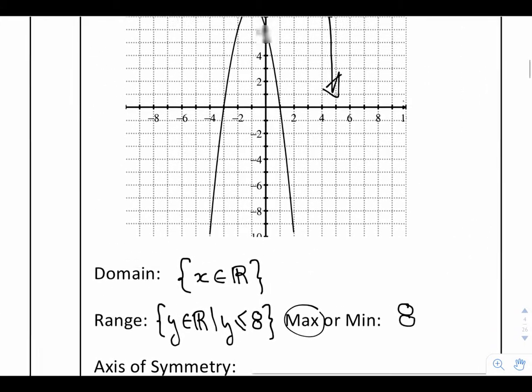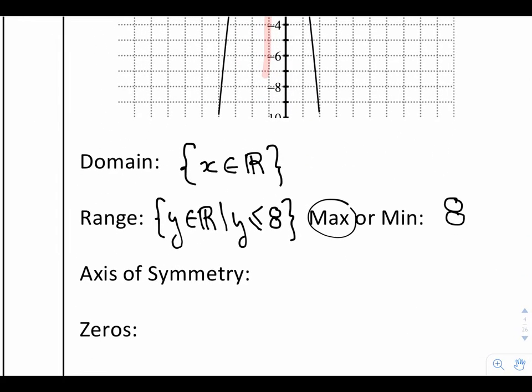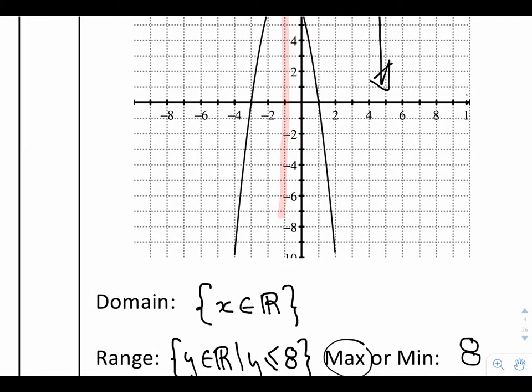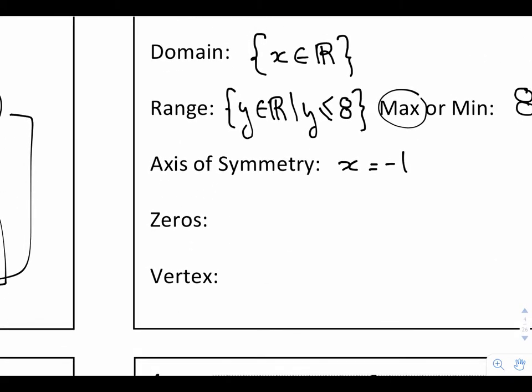The axis of symmetry, again looking closely at our line, we see that it goes through this point here, so that's -1. So I can write x equals -1. My zeros, look closely again, I have one here at 1, one here at -3. So I'll write my zeros in coordinate form. So I have (-3, 0), and I have (1, 0).